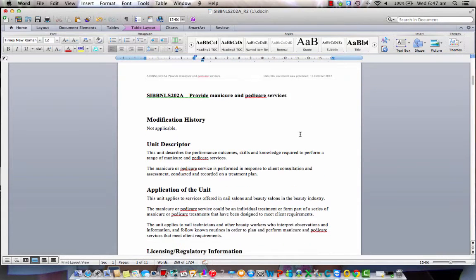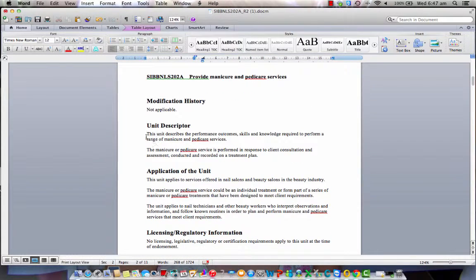So if we have a look inside, the first thing I see is the unit descriptor and the application of the unit. And these are a good place to start because they help you visualize what evidence the learner needs to generate. And it gives you an overview of the unit and a flavour of what is expected.